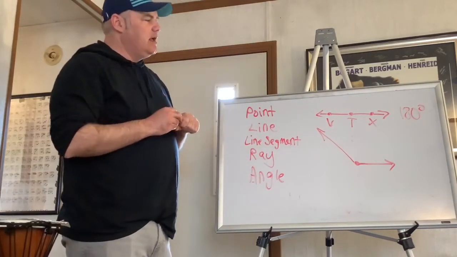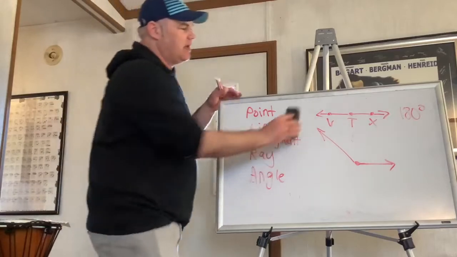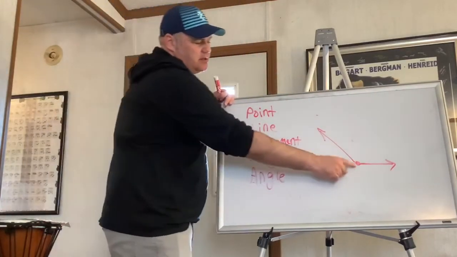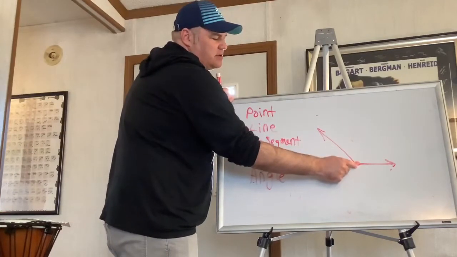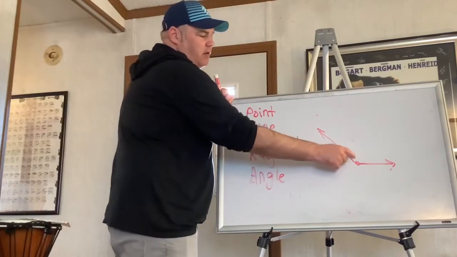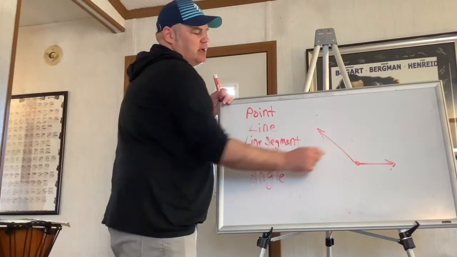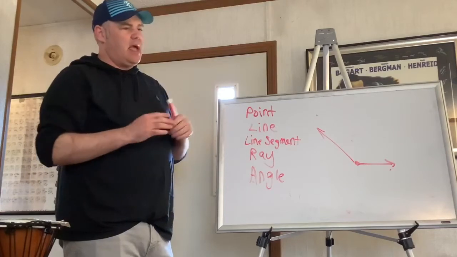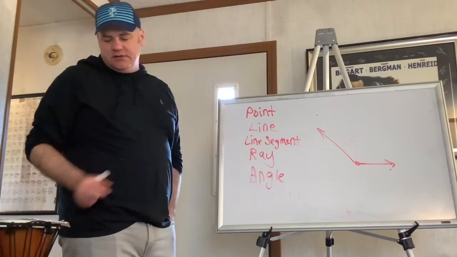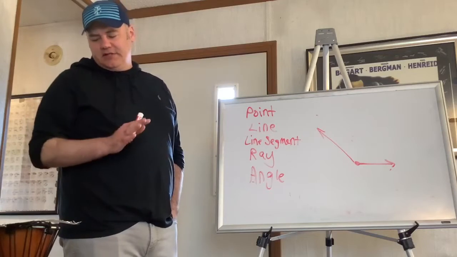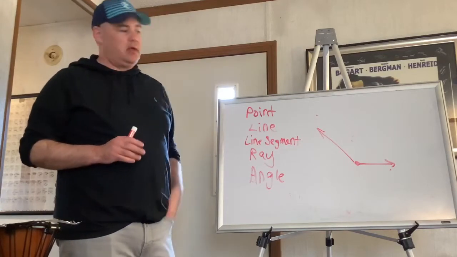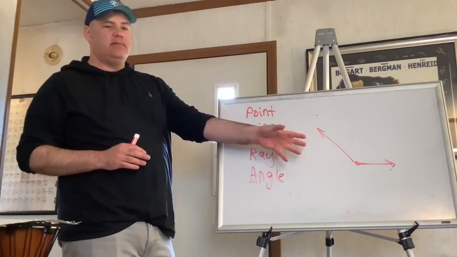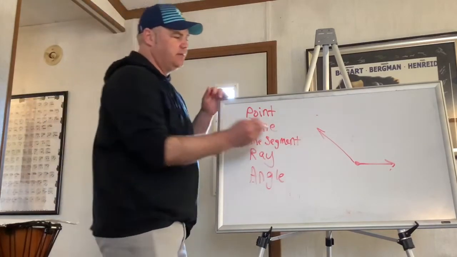An angle is two rays put together here, and they start at the same spot. Okay, so this ray starts here and goes that way. This ray starts here and goes that way, and it forms this angle. That's what forms an angle. It's two rays put together, and the first thing that we need to look at is how to name them. Just like we named the point and the line segment, the ray, we need to know how to name this angle, excuse me.